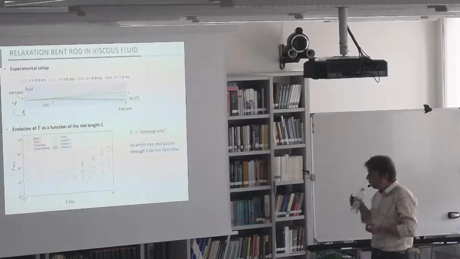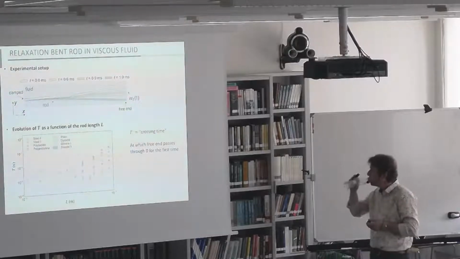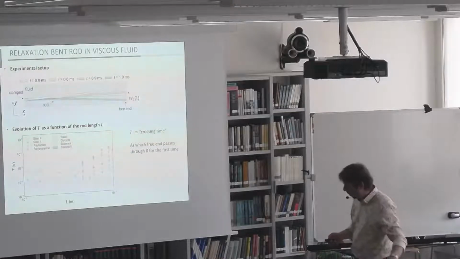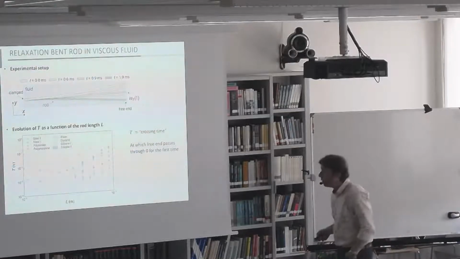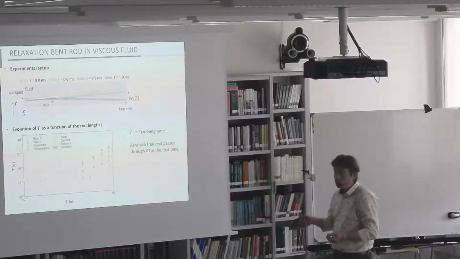Okay. So now you can also measure this crossing time as a function of some parameter of the system. And for example, here, this is the evolution of this crossing time as a function of the length of the rod. So you see many experiments that have been performed with different types of rod, different materials, and different lengths, of course.